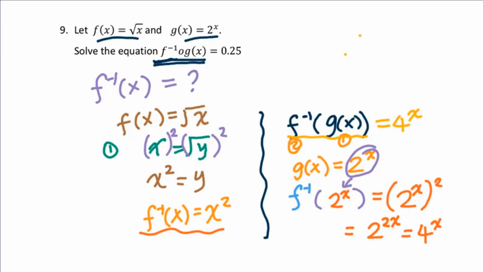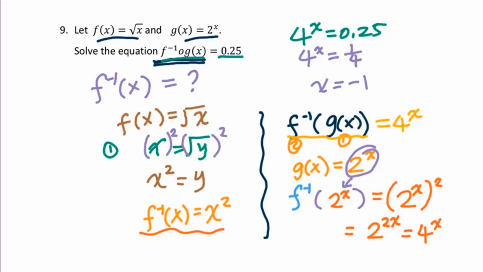Now I can set up 4 to the x power equals 0.25, because this one equals 0.25. Then I will change 0.25 into 1 over 4. And we could say x equals -1. That's the solution.